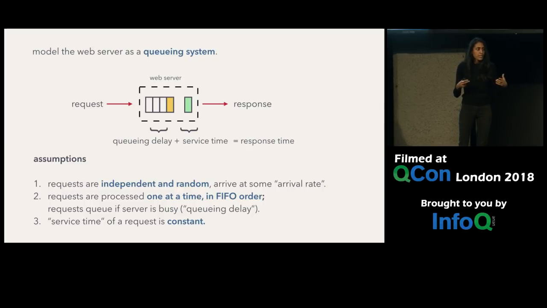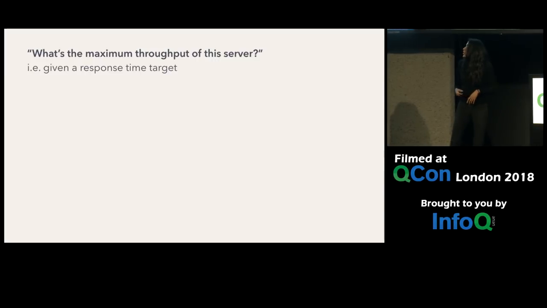What this means is we're assuming that requests are the same size. They take the same time to be processed. And we're also assuming there's no downstream saturation. The database, the network, nothing gets saturated. This allows us to treat the service time as a constant. All right, so our first question, what's the maximum throughput of this server?